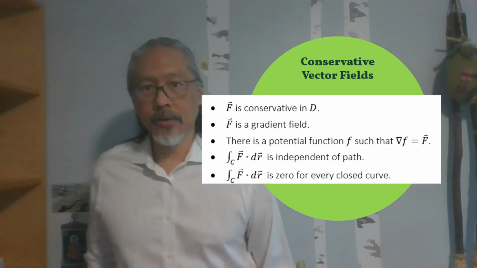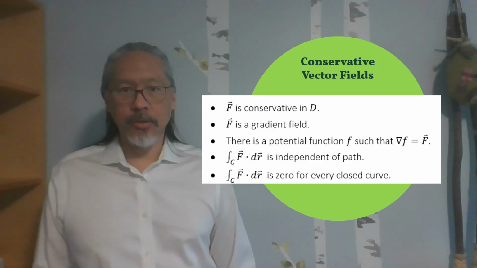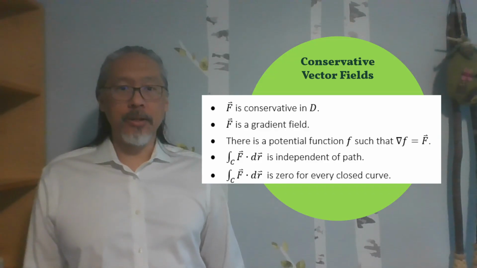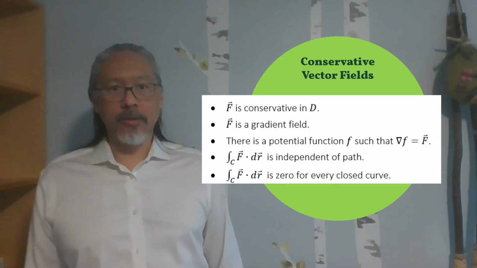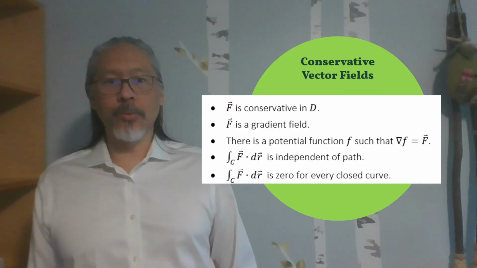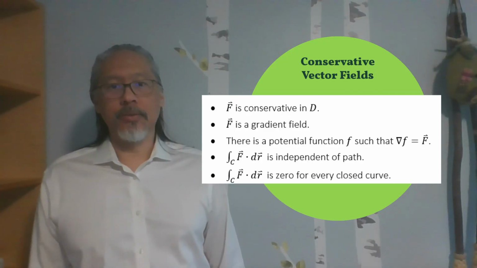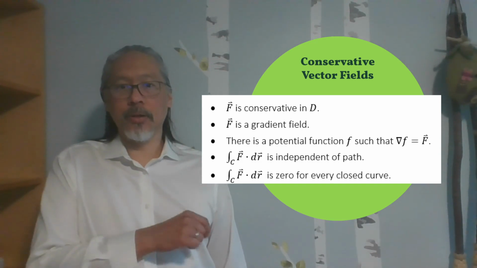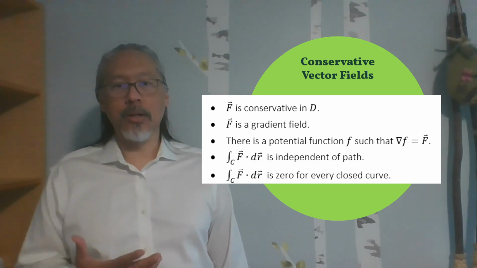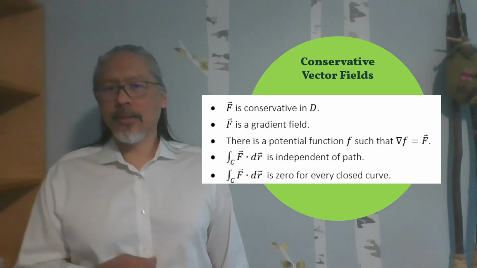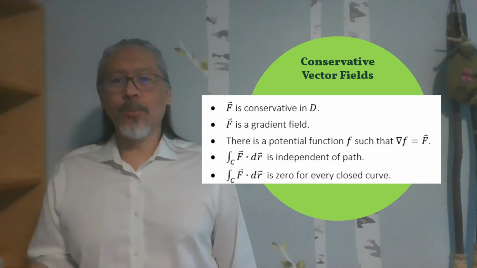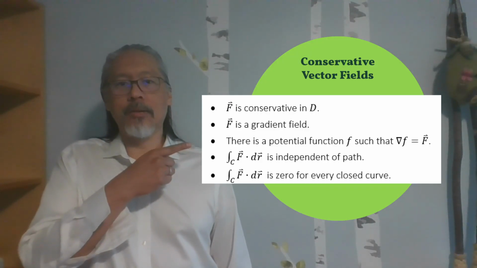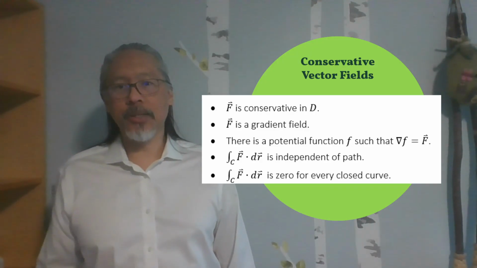So this gives us a good idea of how we're going to figure out whether something is a conservative vector field. If it's a gradient field, then it's conservative, or if there's a potential function that we can find, that's conservative, or if it's path independent with the line integrals, or zero over a closed curve, those are all equivalent. Now, it still does not give us a nice, easy way to find out whether something's conservative, because what we can do is use that algorithm and check if we can find a potential function.